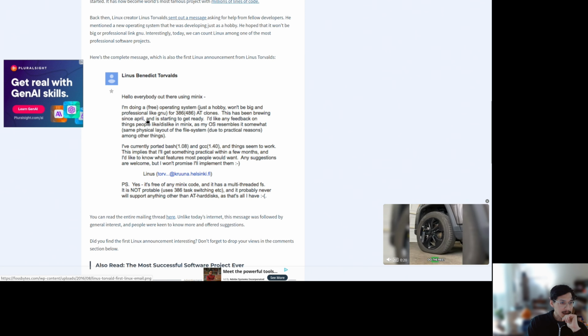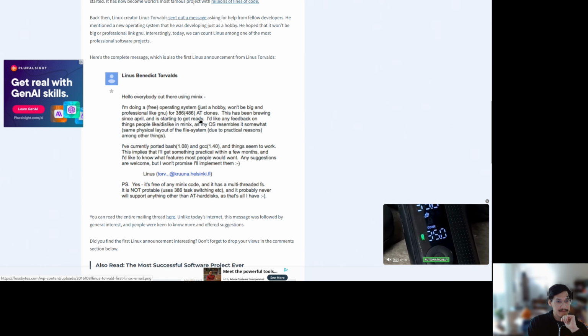I don't know. April and it's starting to get ready. I'd like any feedback on things people like or dislike in Minix as my OS resembles it somewhat. Same physical layout of the file system due to practical reasons, among other things. I've currently ported Bash and GCC and things seem to work. This implies that I'll get something practical within a few months and I'd like to know what features most people would want. Any suggestions are welcome, but I won't promise I implement them.